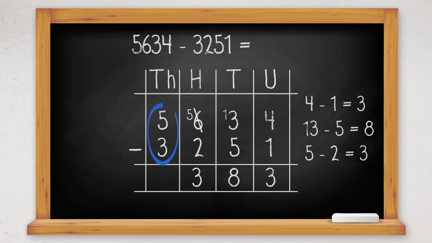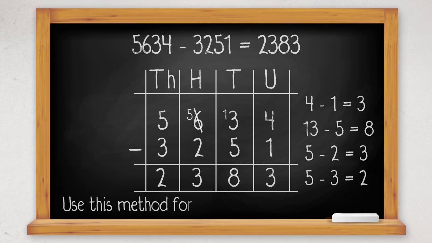Now we move over to the thousands column. It is top, take away, bottom. In our 1,000 column on the top row, we have 5,000, and we need to take away 3,000. 5 minus 3 is 2, so we put a 2 on the answer line in the thousands column. This means our final answer is 2,383. You can use this method to subtract numbers with a higher number of digits.